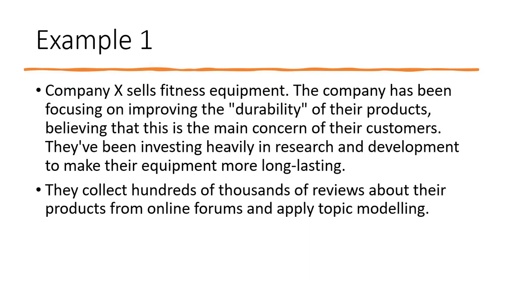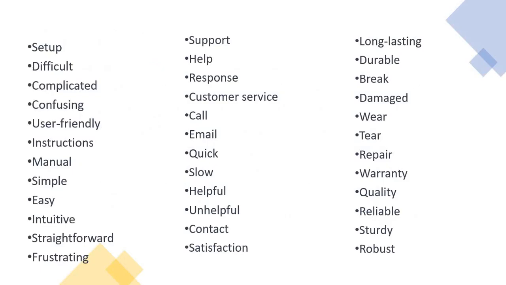Company X sells fitness equipment. The company has been focusing on improving durability of their products, believing that this is the main concern of their customers. So they have been investing heavily into making their products durable. But now they want to see how their products are performing. So they collect hundreds of thousands of reviews about their products from online platforms and apply topic modeling. The topic modeling algorithm, in this oversimplified example, gives them these three groups of words.